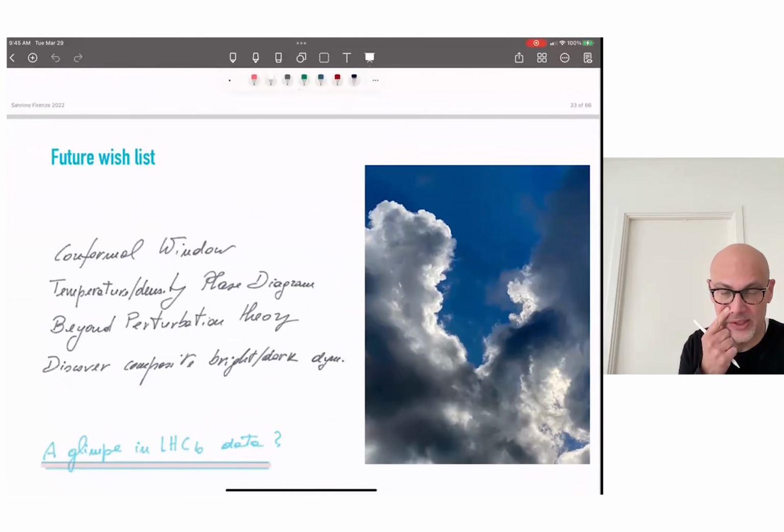So this is the future wish list, and again, it still contains the conformal window and the temperature-density phase diagram. How can we go beyond perturbation theory? There are, for example, now semi-classical methods that have been employed, which I did not discuss here, but I can tell you are very promising. And eventually there is a possibility to discover composite dynamics either in the flavor sector, for example, if RK, RK star and g-2 are validated by experiments, or perhaps by gravitational waves. So with this, I finish, more or less on time, and I thank you for your attention.